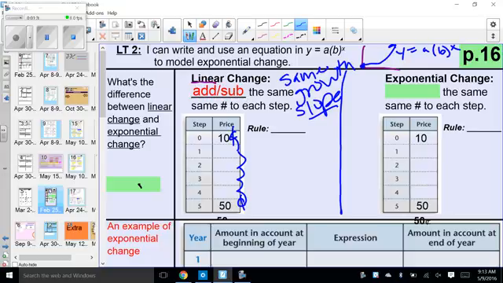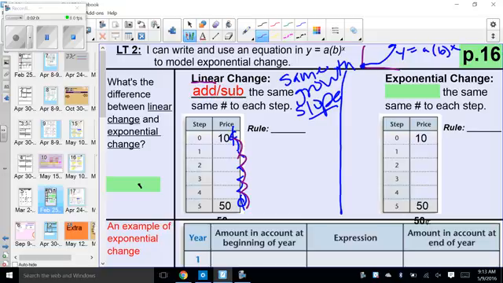So some options in doing that, you could find the slope. You could say y2 minus y1 over x2 minus x1. You could do some of that. Or you could just look for a pattern. So everybody's trying to find the pattern there.